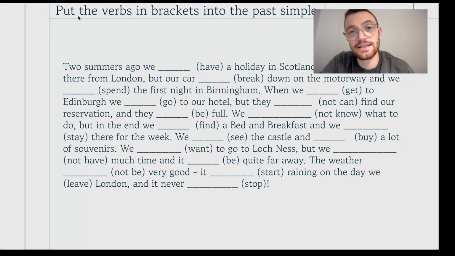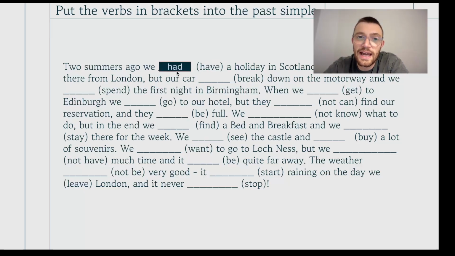As a practice, we have this little short story about going on holiday to Scotland. And if you're studying along, I would recommend that you try and fill in the gaps by yourself. Otherwise, we can go through the answers together. So, two summers ago, we a holiday in Scotland. So we need to change the word have into the past simple. So two summers ago, we had a holiday in Scotland.